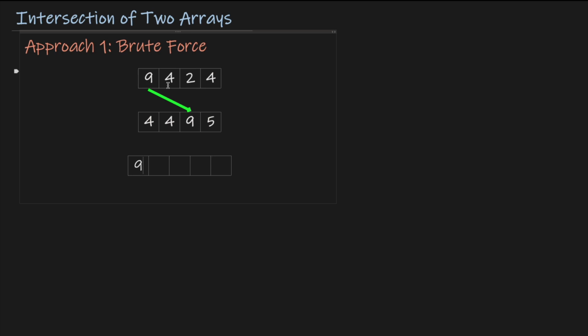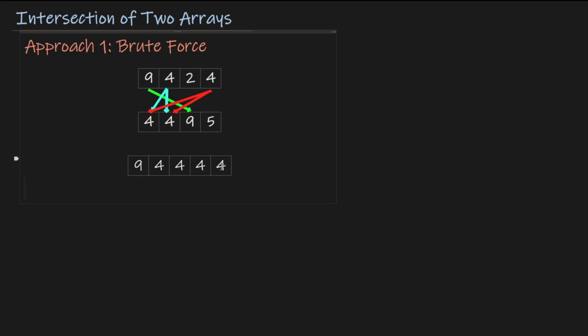Now we move to the second element of the first array. Now 4 and 4 is a match, we'll store it. Then 4 and 4 again, it's a match, we'll store it. Then 4 and 9 and 4 and 5 will not match, then we'll move to the third element. Now 2 will again not match with any of these elements, so we'll move to the fourth element. Again 4 will match twice, so we can store them. And then we have this resultant array.